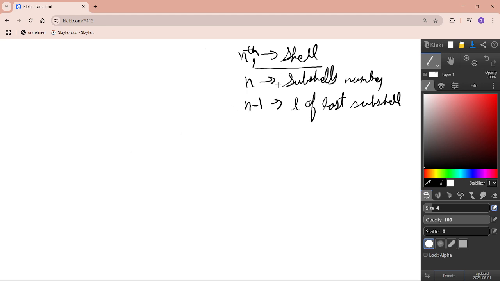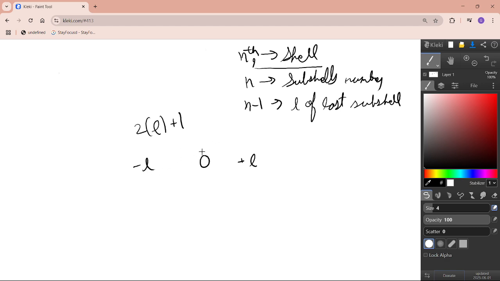Now, for each subshell, we know the formula for orbitals. What is the formula for orbitals? It's 2l plus 1. Why is it? It's because of the magnetic quantum number, which varies from minus L to plus L, including 0.